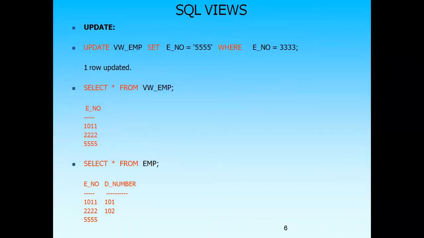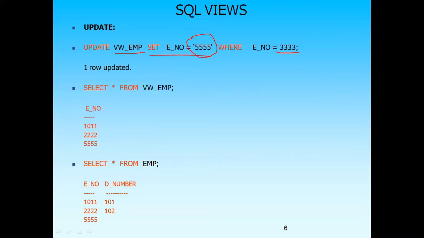Then the update operation. Whenever you perform an update operation on the view, it will reflect in the base table also. So update view employee, set, the syntax is same as the table, set employee number equal to 555 where employee number is 333. Now I want to change the employee number that we have recently inserted into the view to 555.